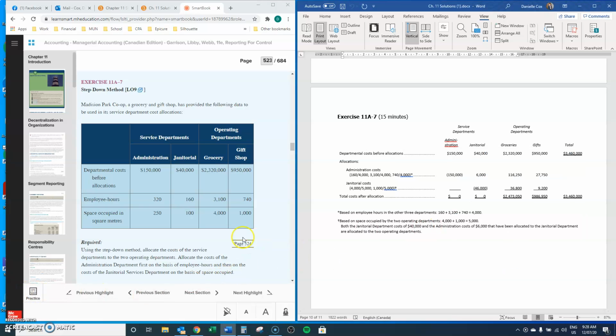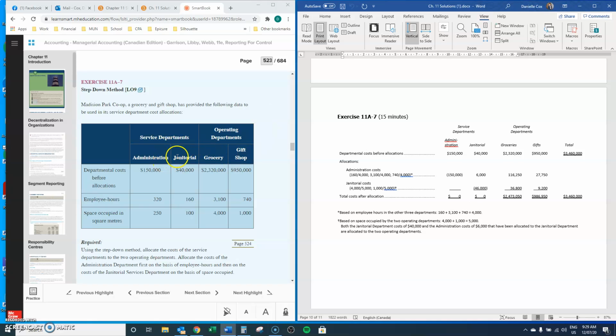Alrighty, so we had a student ask a question on exercise 11A-7, so question 7 in the appendix, on the step-down method. Madison Park Co-op, a grocery and gift shop, has provided the following data to be used in its service department cost allocations. Using the step-down method, allocate the costs of the service department to the two operating departments. Allocate the costs of the administration department first on the basis of employee hours, and then the costs of the janitorial services department on the basis of space provided.